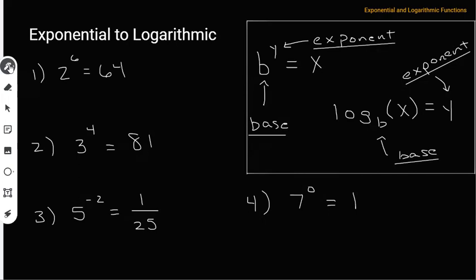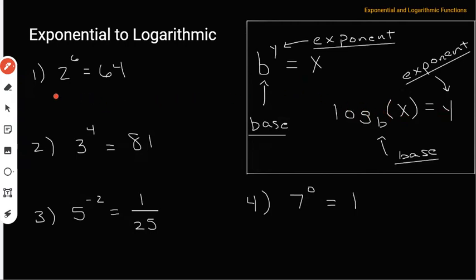So the way we're going to do that is we're going to take our base, which is the number that we're taking to a power, and put it as the base of the logarithm. So the b is going to show up as the base of the logarithm. And then the number that's the exponent right up here, this y, is going to end up on the other side of the equal sign. And then whatever your result is, your x, is going to go inside of the parentheses.